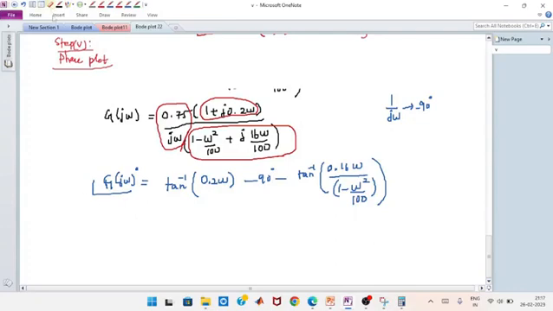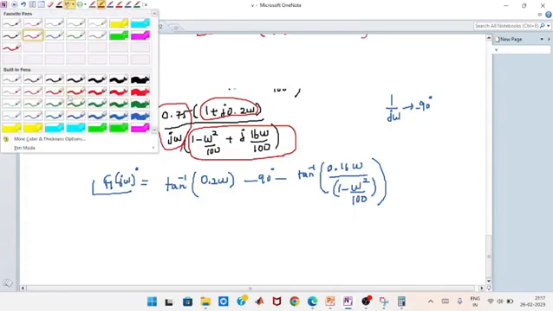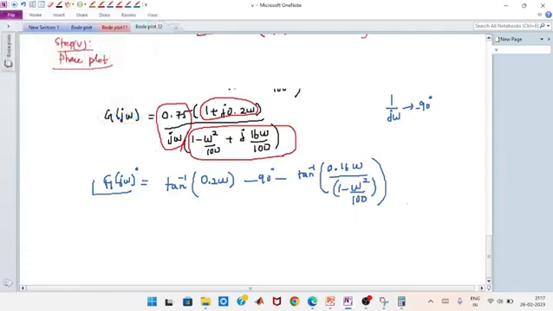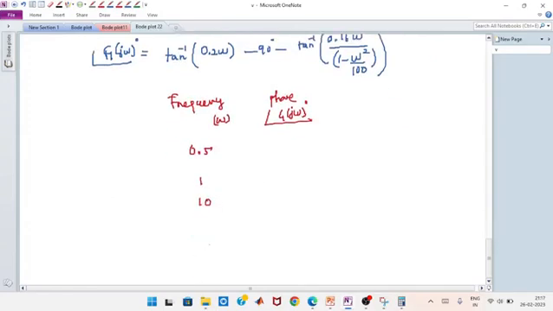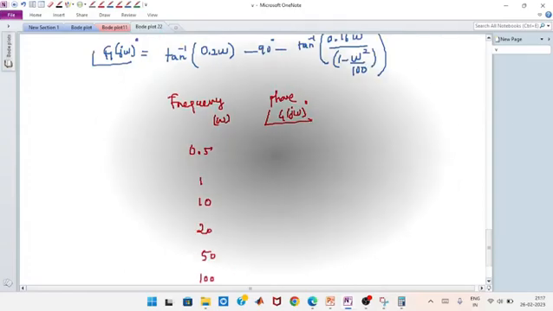Okay. So next we will consider the phase, usually, right? What other thing will you consider? Next you will be putting a table of frequency versus phase. What is frequency? It is omega, and the phase is G of j omega, right? So what frequencies can I consider? I can consider 0.5, 1, 10, 20, 50, 100 if you want.